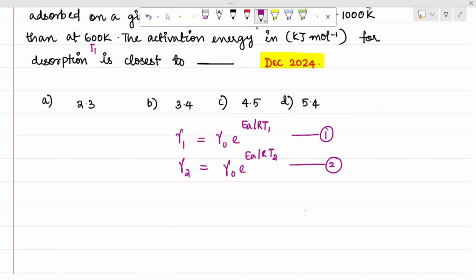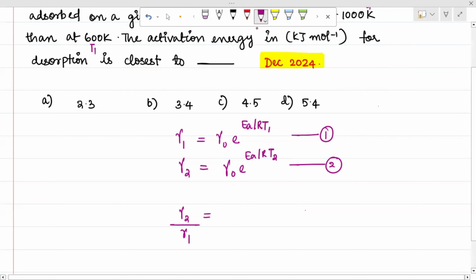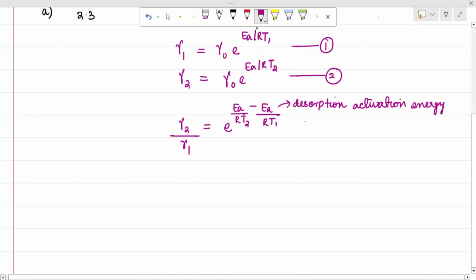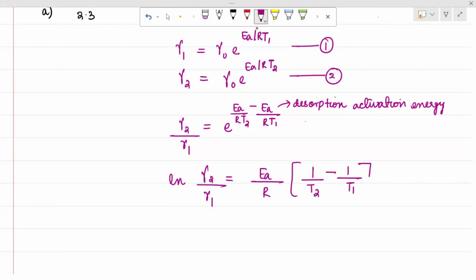This is 2. If I divide 2 by 1, I get gamma 2 by gamma 1 equal to e to the power EA by RT2 minus EA by RT1. And this EA is what you have to find. EA corresponds to the desorption activation energy. Now, if I take natural log on both sides, I get ln of gamma 2 by gamma 1 is equal to EA by R into 1 by T2 minus 1 by T1.